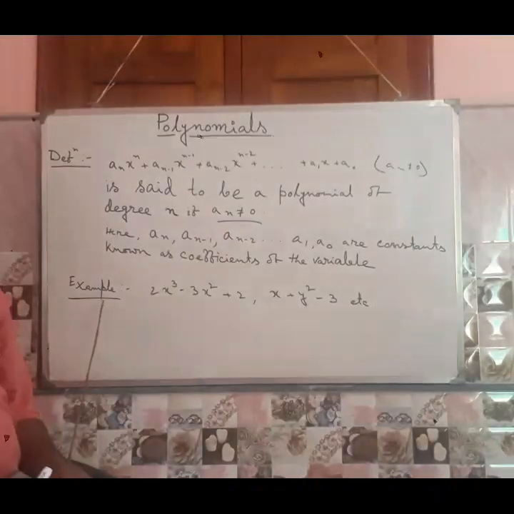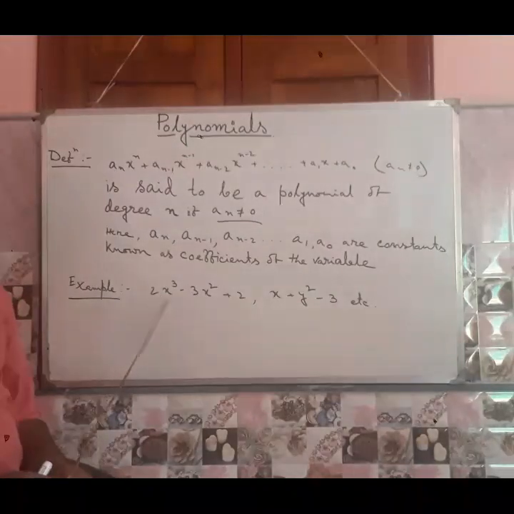For example, 2x cube minus 3x square plus 2 is a polynomial having only one variable, that is x. What is the degree? The highest power of the variable present here, that is 3. So, it is a polynomial of degree 3.